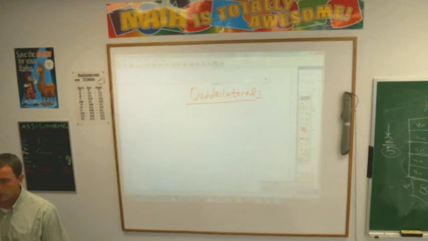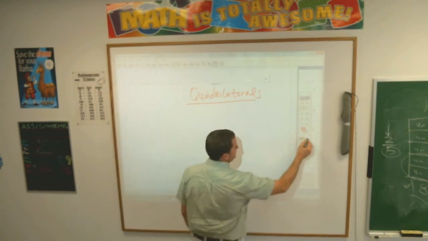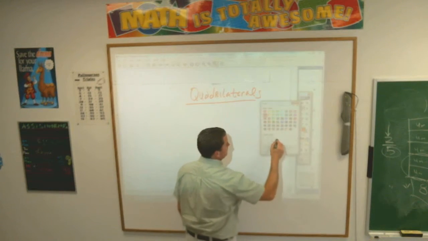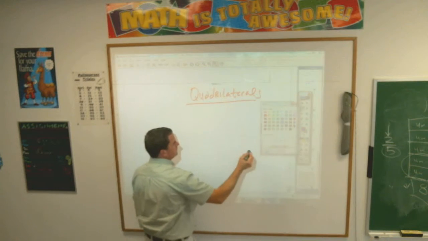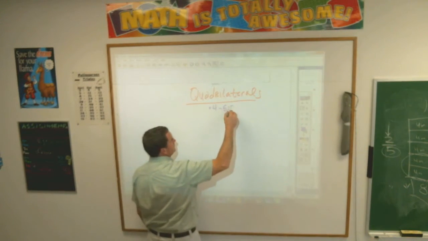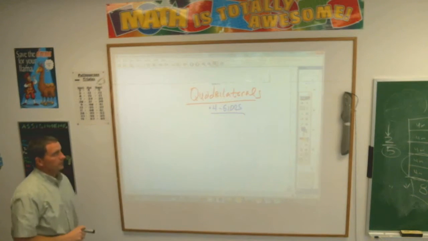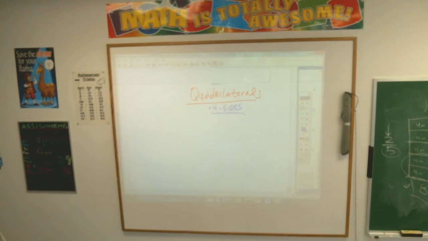Quadrilateral is what, Savannah Vickery? Yep, anything with four sides is a quadrilateral. Anything with four sides is a quadrilateral. And you know some of the basic ones there.